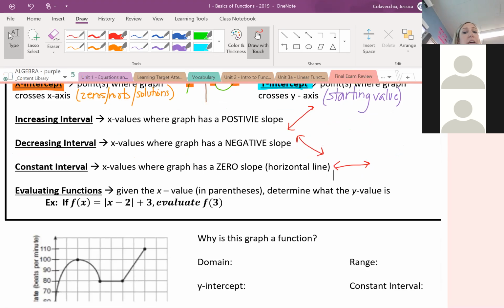All right, the last thing is evaluating functions. These questions are very popular and they should be super easy. You're given a function. You can type the function into the calculator. If you don't already have one, go grab a calculator real fast. It doesn't matter what number you grab. Guys, grab a calculator.